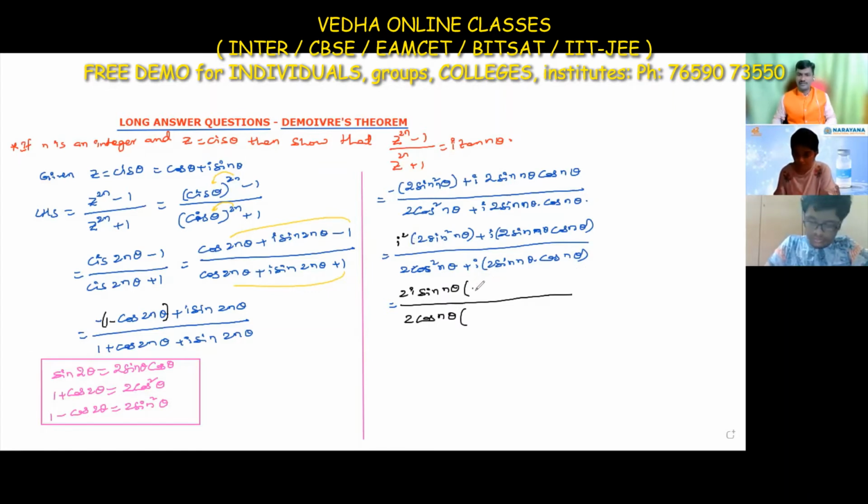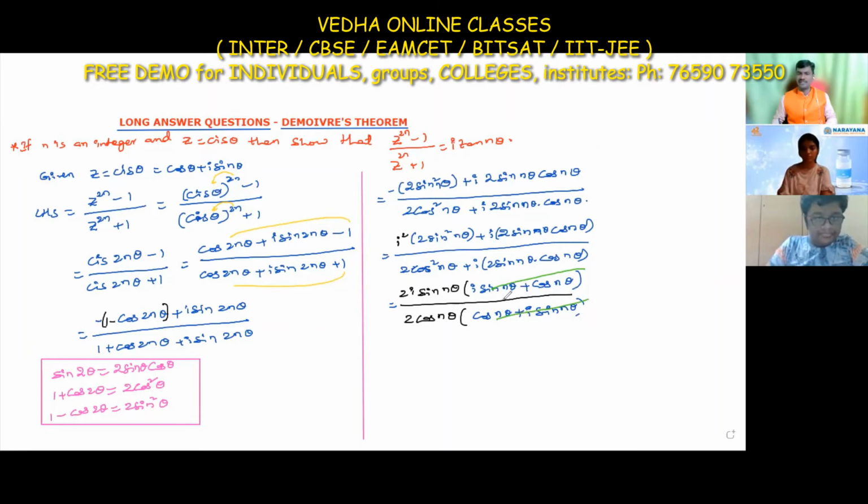In the numerator, i is common, 2 is common, sin n theta is common, and the remaining is one more sin n theta plus cos n theta. In the denominator, 2 is common, cos n theta is common, so the remaining is one more cos n theta plus i as it is, with 2 already common, and cos n theta, sin n theta common. So we get sin n theta. Check both the functions.